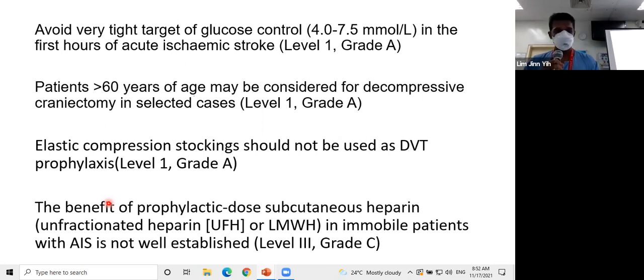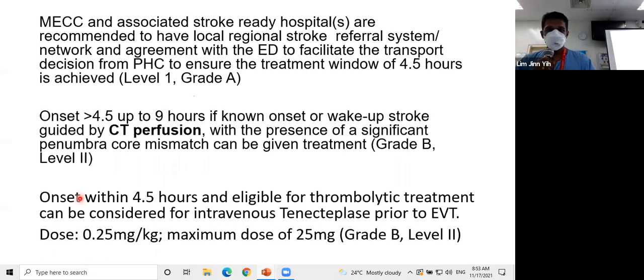Okay, and thirdly, studies show that there's no much benefit using unfractionated heparin or low molecular weight heparin in immobile patients. So this is basically just a level 3 study only, grade C, so it's not well established yet. So we don't really serve Clexane or any heparin for all stroke patients. Okay, I think this one we already established.